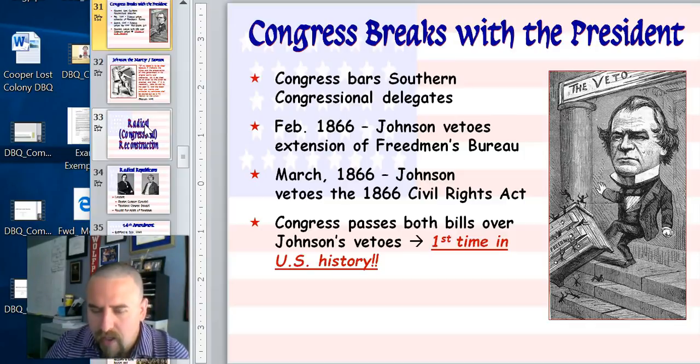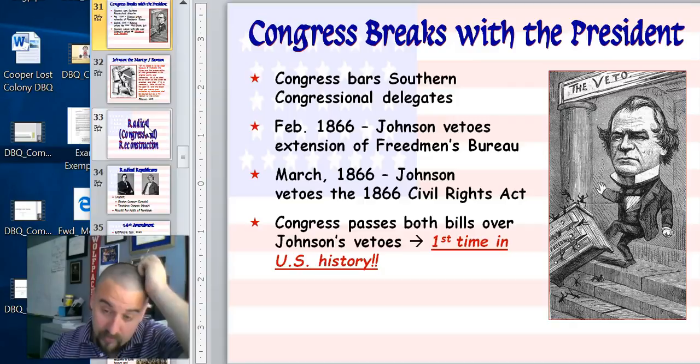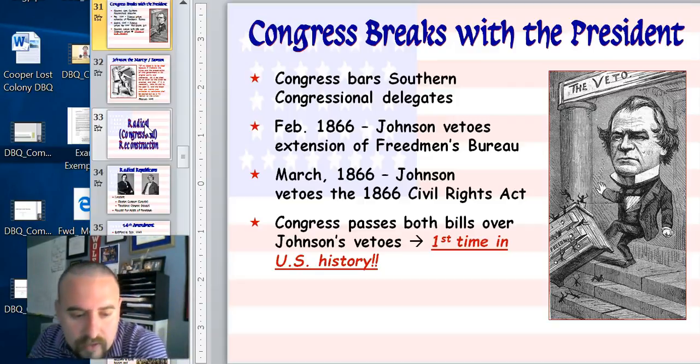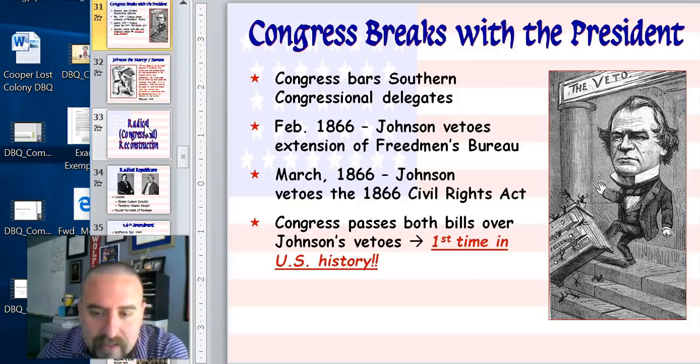All right, so Congress is going to butt heads with Andrew Johnson. Again, they don't trust him because he's a Southern Democrat. And Congress is going to bar Southern congressional delegates. Johnson is going to veto the extension of the Freedmen's Bureau in 1866. We know that it gets put into place because it's around until 1872. He's going to veto it.